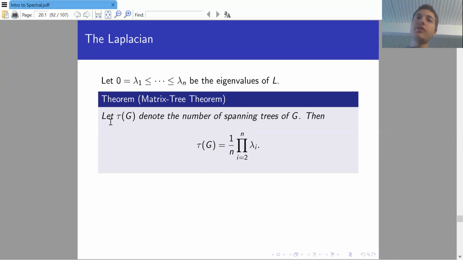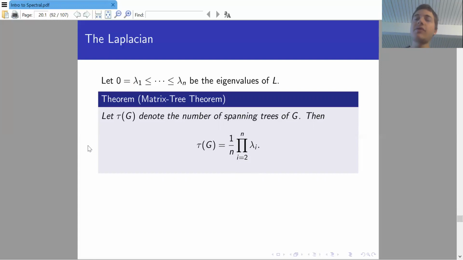And it goes as follows. We'll let tau of G denote the number of spanning trees of a graph G. Then it turns out that this, again, purely combinatorial property of your graph can be represented as basically the average value of the product of all the eigenvalues of L except the first one. So we start at i equals 1. Sorry, we start at i equals 2. And this is, of course, an important step because we just saw if we start at i equals 1, we'll get 0. But yeah, this is a rather remarkable thing that somehow the eigenvalues of L can tell you exactly how many spanning trees your graph has.